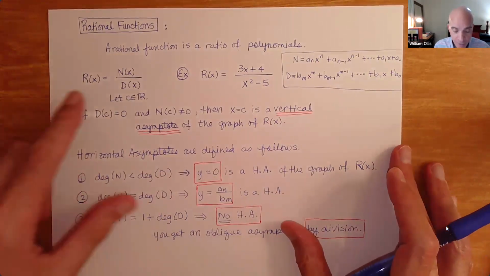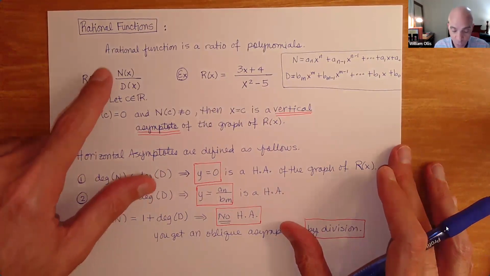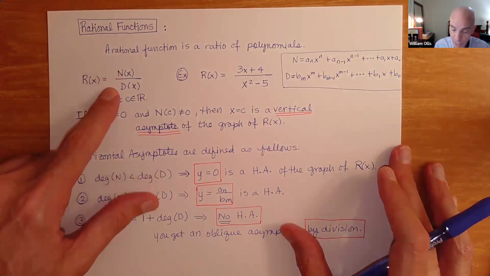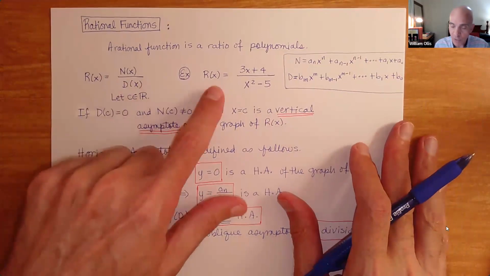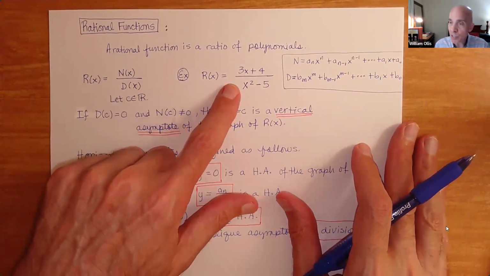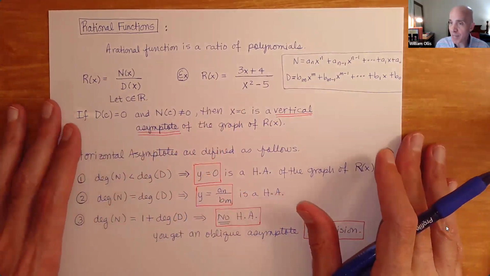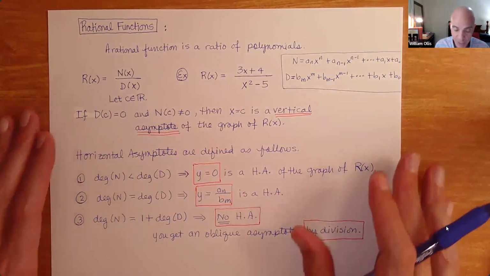Now, as I've written here, we have R of x, which will stand for rational, is a ratio of two polynomials, as I've written here. And here's a very simple example of a rational function. That is, the numerator is 3x plus 4, the denominator is x squared minus 5. So that is a rational function by definition.